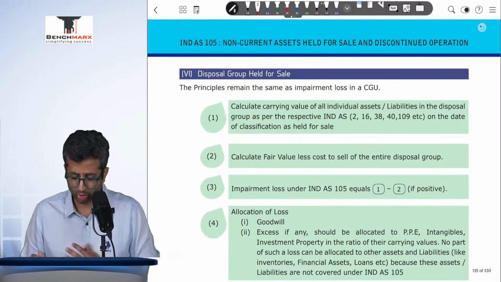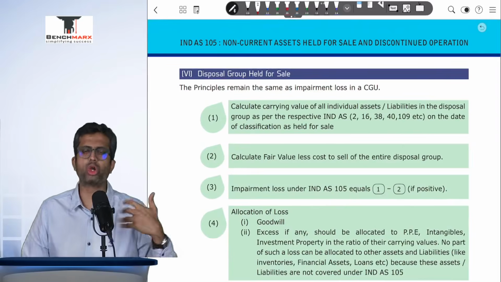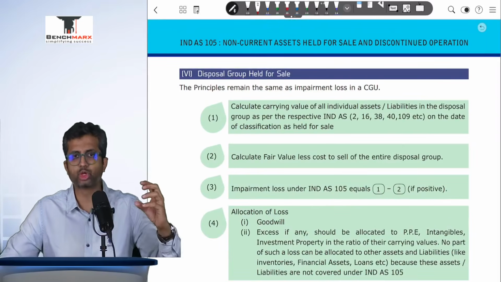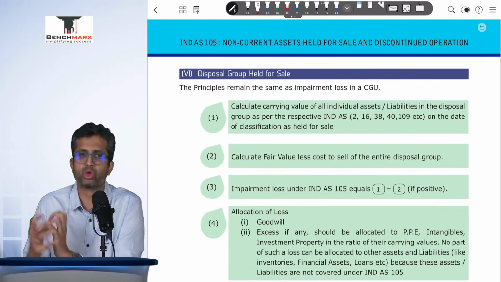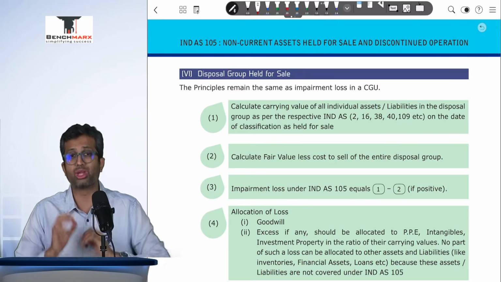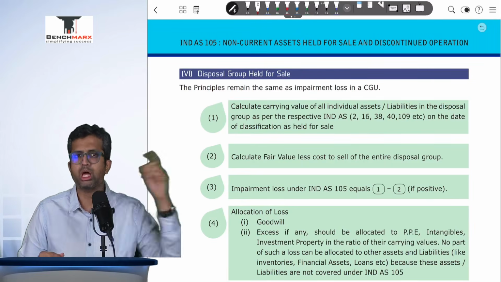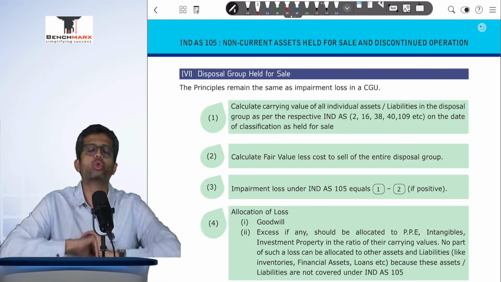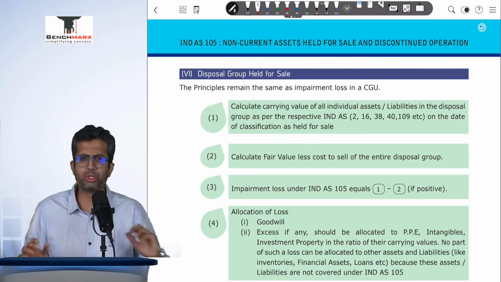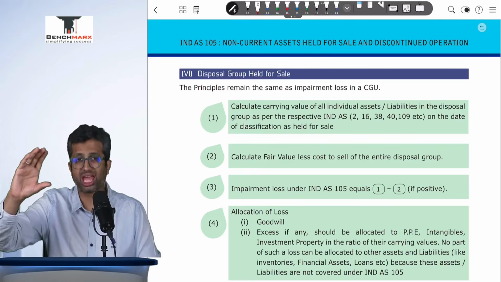Again, we'll do a question on this, but before that, let's look at the disposal group concept. So what do you mean by disposal group? A disposal group would mean a group of assets or liabilities which the management wants to dispose of as part of a single transaction. So when you calculate the loss in case of Ind AS 105 for the disposal group, step number 1 will be to calculate the carrying value of the entire disposal group, where you will include all the assets. They may be current, they may be non-current, all the assets which the management intends to sell. So that is your carrying value of the disposal group.